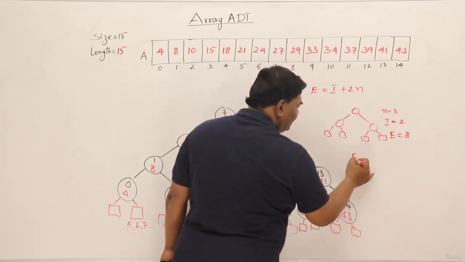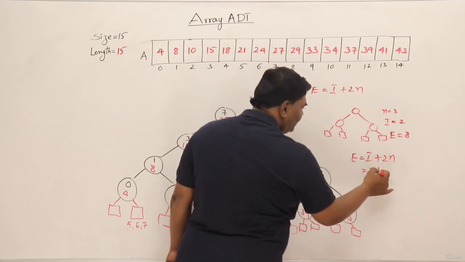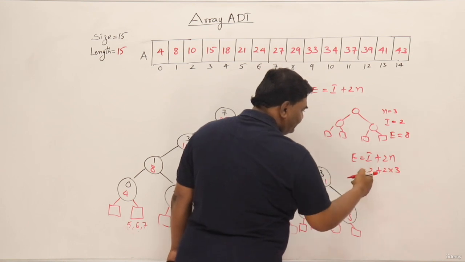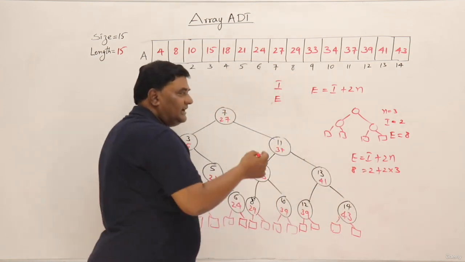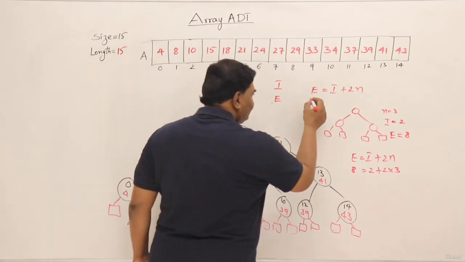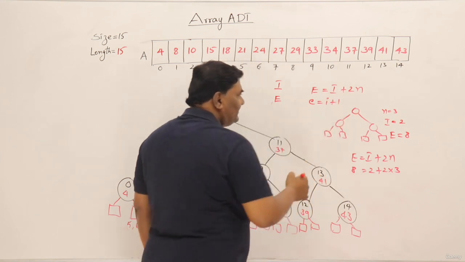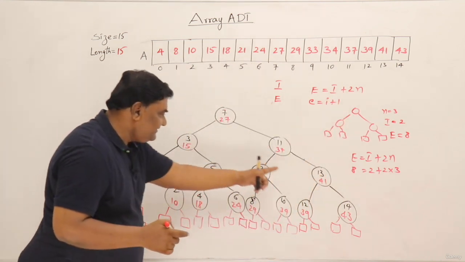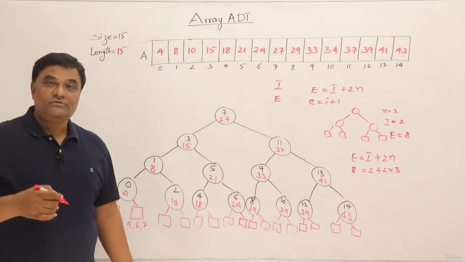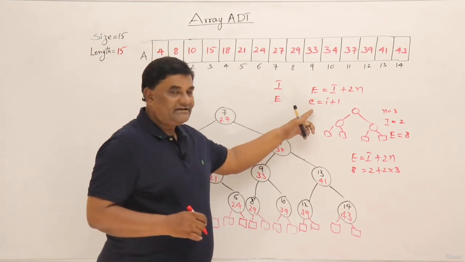So E equals I plus 2n. This is 2 plus 2 into the number of nodes, which is 3. So 2 times 3 is 6, plus 2, that is 8. So with an example I have proved it. Then one more fact we will take: the number of external nodes is equal to the number of internal nodes plus 1. If there are 15 circular nodes, there are 16 square nodes. So the number of external nodes will be 1 more than the number of internal nodes. This is another fact we will take.